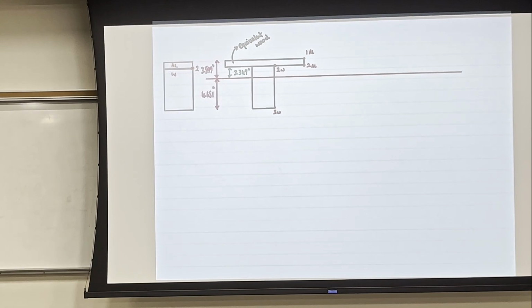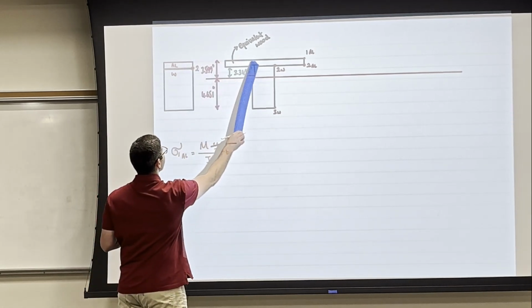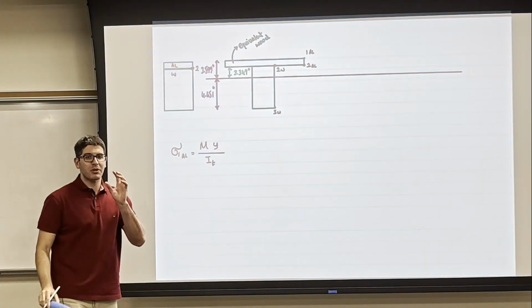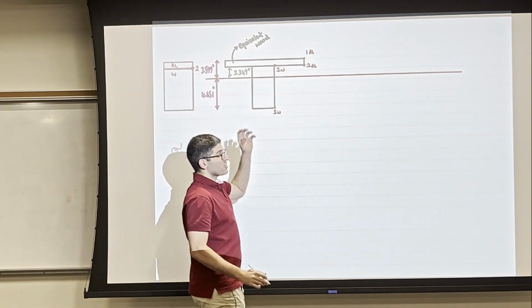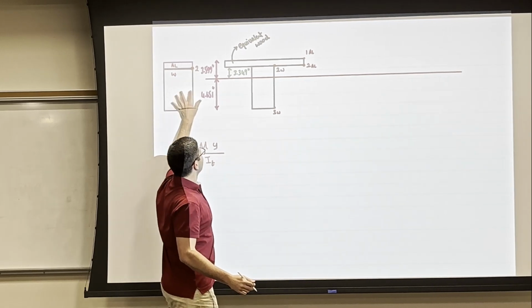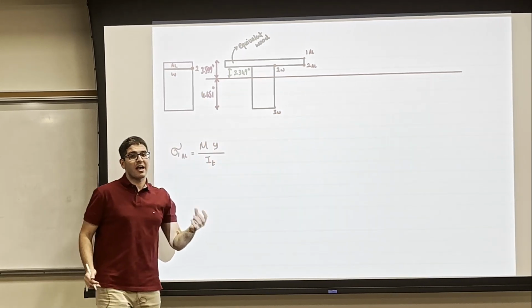So let me start with stress 1 for the aluminum. I'm going to say stress 1 aluminum is equal to My over I transformed. But here's the thing. We transformed the aluminum to the wood, so we increased the area of that wood. But always remember, we did this because it's a maneuver. That's not the real section. The T section is not the real section. The real section is this section. And of course, the real section doesn't have all this area.